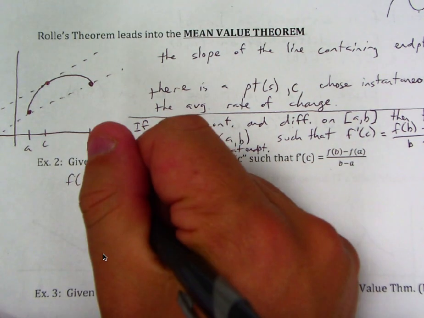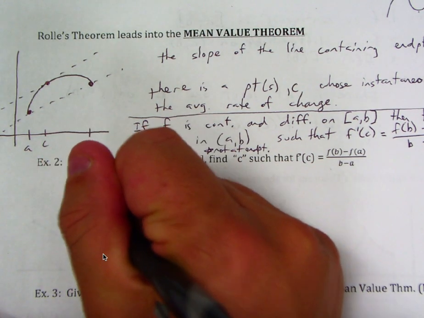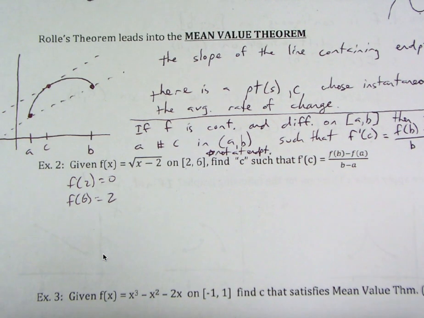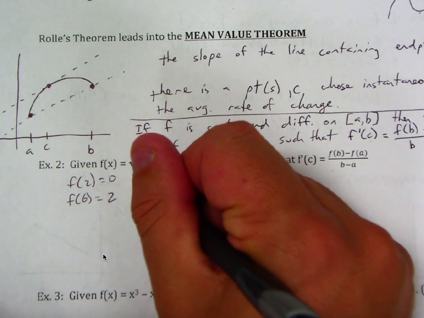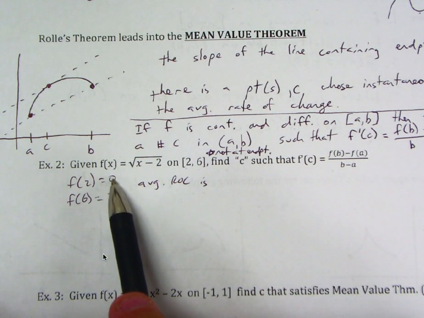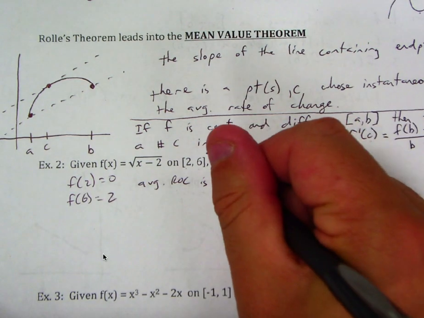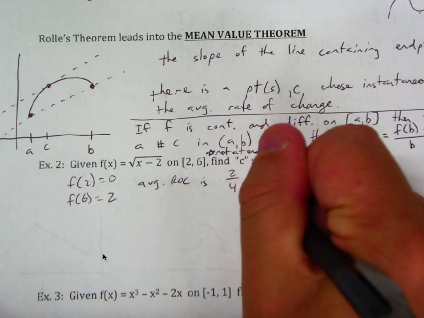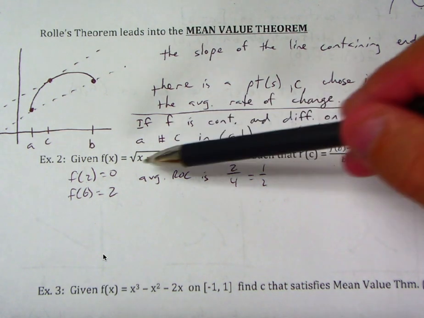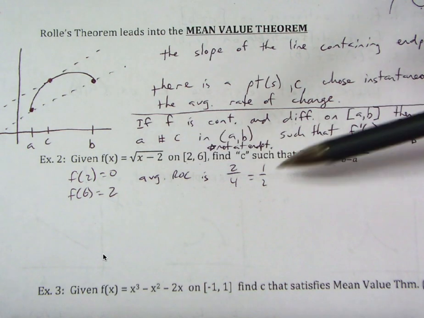F of 2 is 0. F of 6 is 2. So the average rate of change is 2 minus 0 over 6 minus 2, or 1/2. The claim is that let's find the c value where the derivative would also equal 1/2.